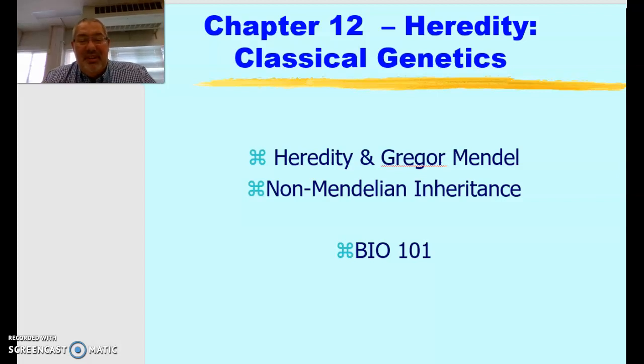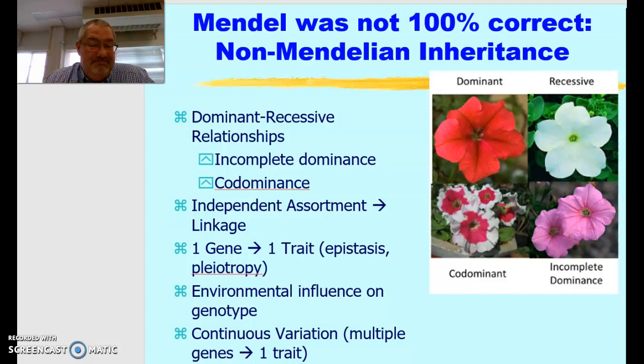Good morning. I'm going to finish up with video 3 on chapter 12 and talk about some non-Mendelian inheritance that differs from the rules proposed by Gregor Mendel. Yes, Mendel was not 100% correct. Maybe you could consider his work to be fairly good for the garden pea plant, but for other organisms, not so much. He was not correct about his rule of dominance.